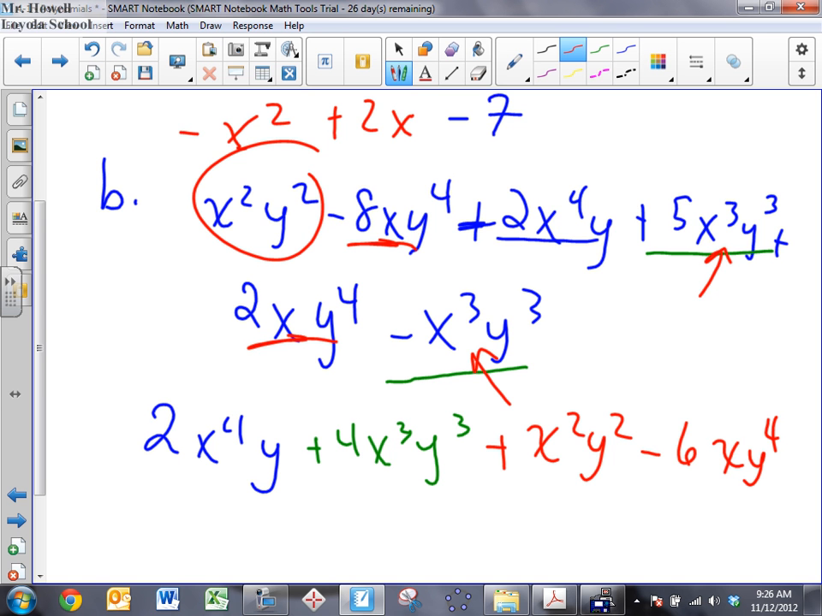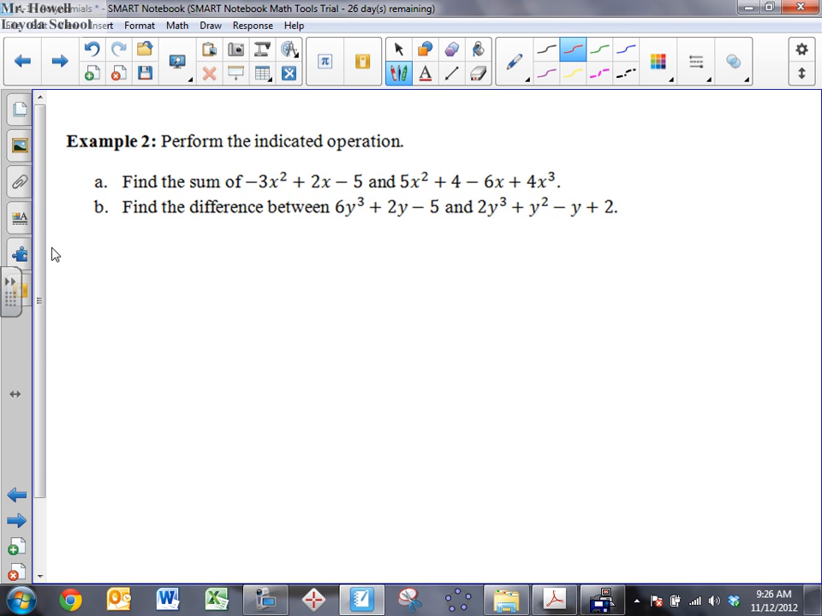Let's take a quick look at the next one. Pretty simple also. I should be able to do this just as easily. Do part A right away, please. Part A right away. Part B is no different at all, so there's a difference. So think about the definition of subtraction.